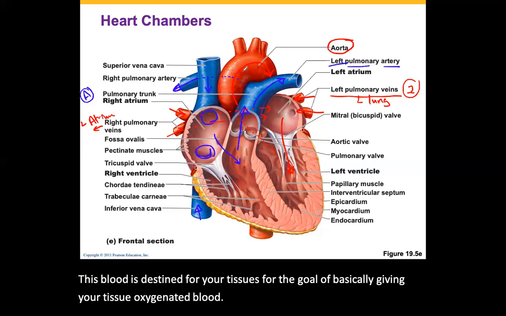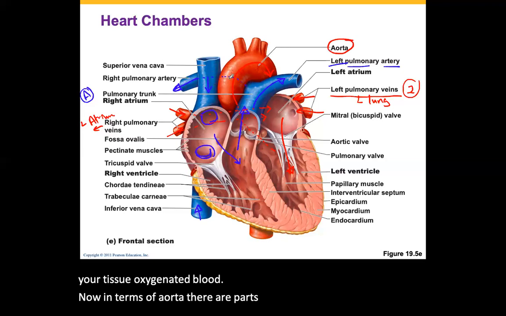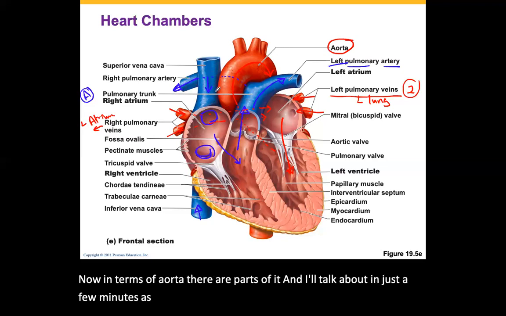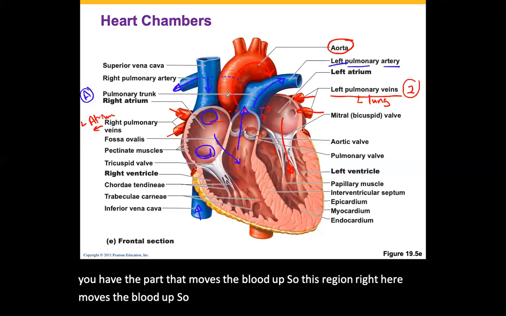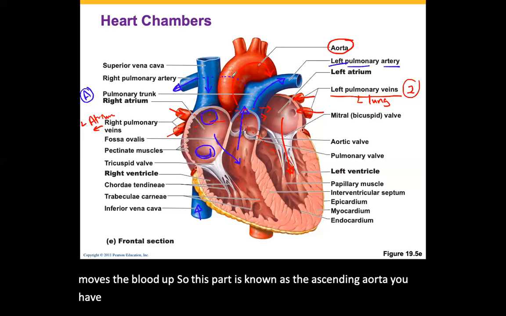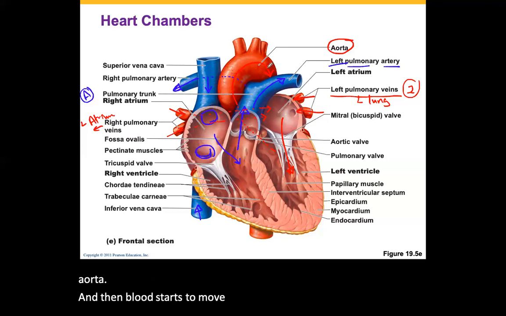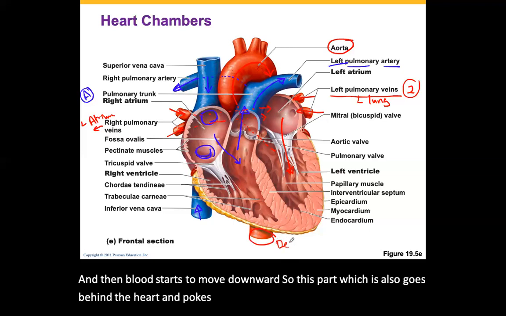Now, in terms of aorta, there are parts of it, and I'll talk about it in just a few minutes as well, or in our next lecture, I apologize. You have the part that moves the blood up. So this region right here moves the blood up. So this part is known as the ascending aorta. You have the curvature, which is called the aortic arch or arch of the aorta. And then blood starts to move downward. So this part, which also goes behind the heart and pokes out right here, is referred to as the descending aorta.